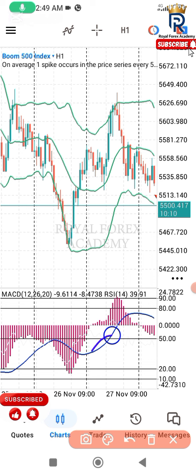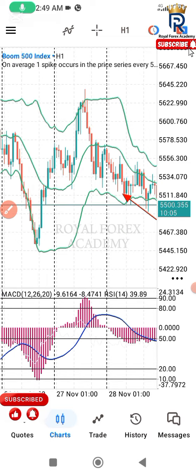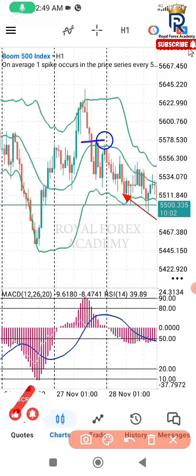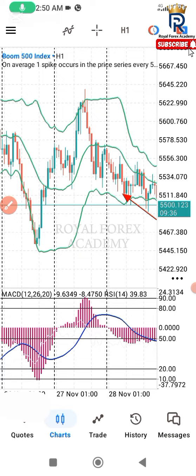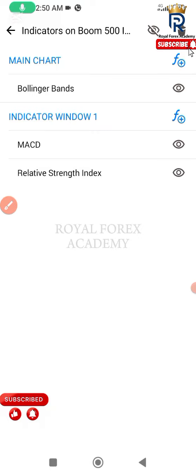Then the blue line you are seeing here is the signal line. It also shows us momentum. The period is 20. It is the same thing as what we are having on our main chart, and what we are having now on the main chart is nothing other than the period 20 of our Bollinger Band indicator. So we can actually remove this because we already have period 20 on our main chart. So let's do that to avoid being cluttered with too many indicators.